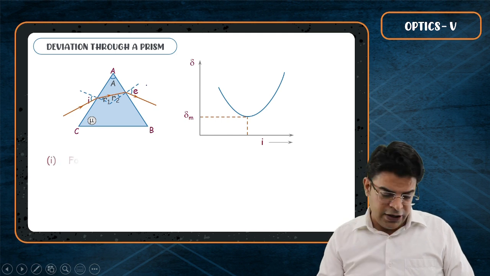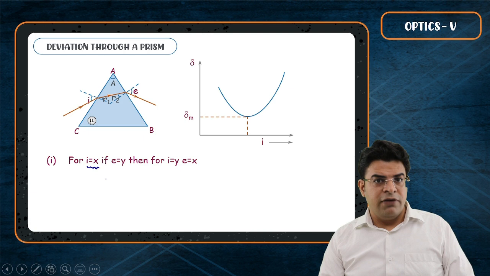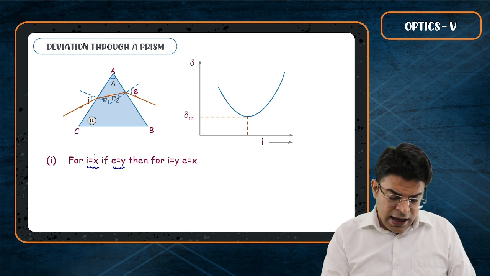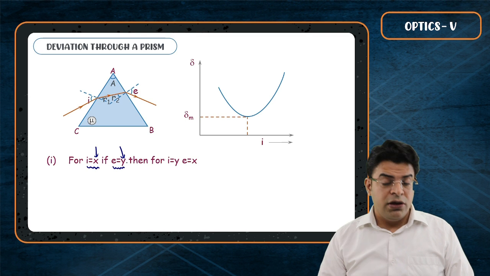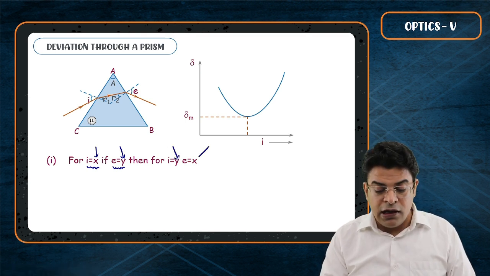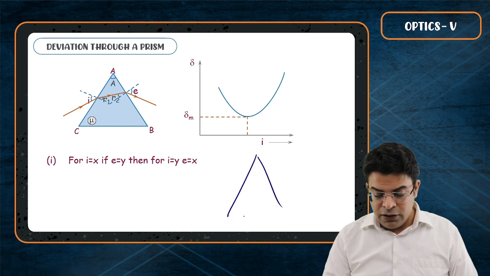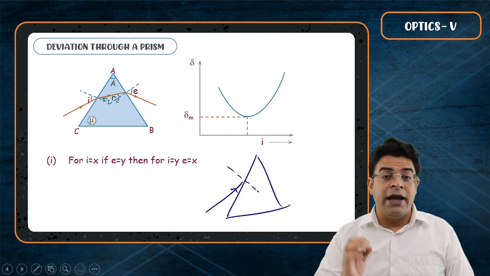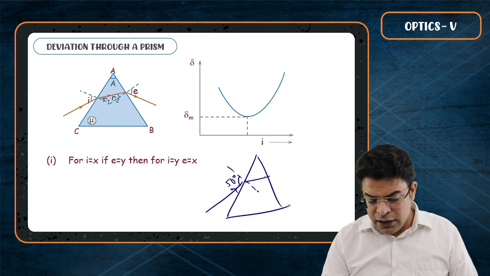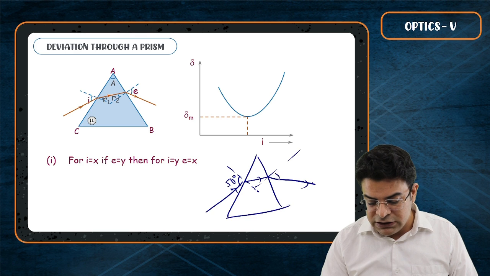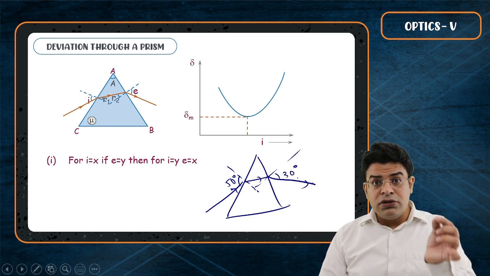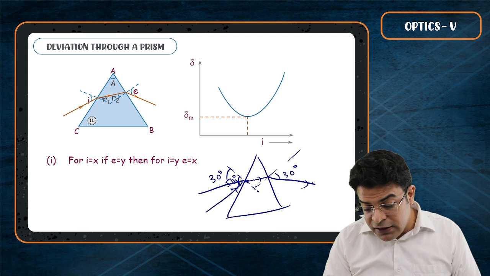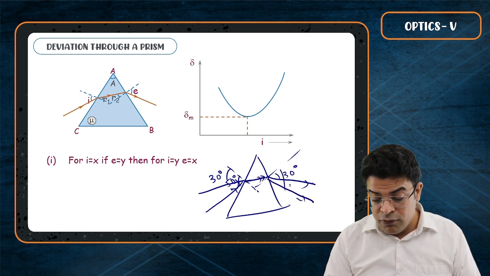The first point, listen to it carefully. If the angle of incidence is X and the angle of emergence is Y, then for angle of incidence equal to Y, the angle of emergence is equal to X. For example, if you have a prism and you shoot a ray of light such that the angle of incidence, the angle made by it with the normal, is let's say 50 degrees, and you find that for such a case the angle of emergence is 30 degrees, then if you shoot the ray of light at an angle of 30 degrees, when it finally comes out, it will come out at an angle of 50 degrees.